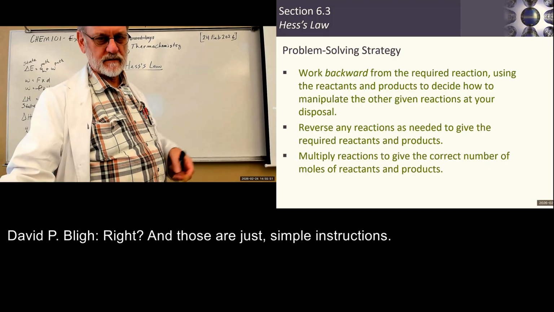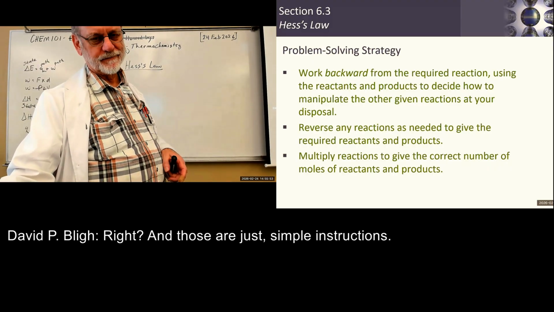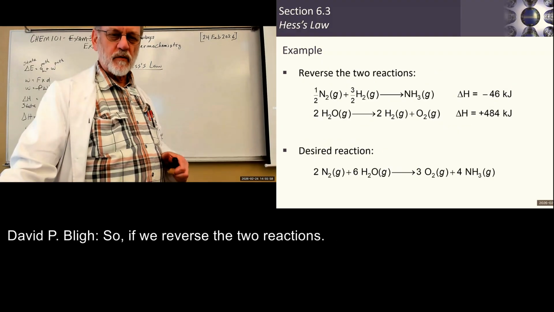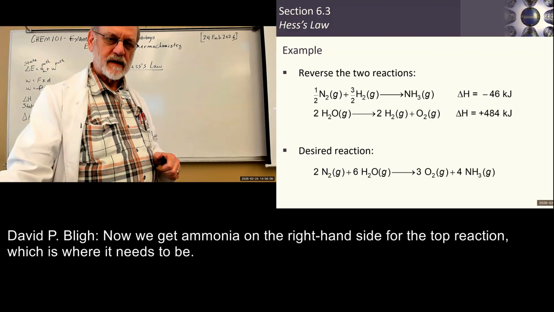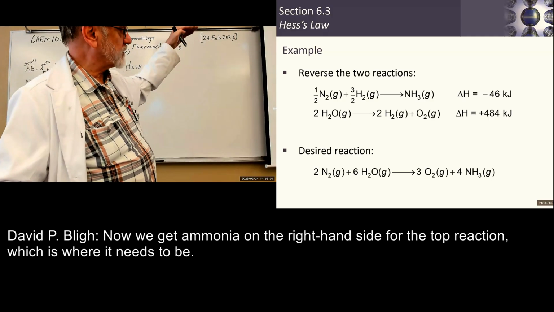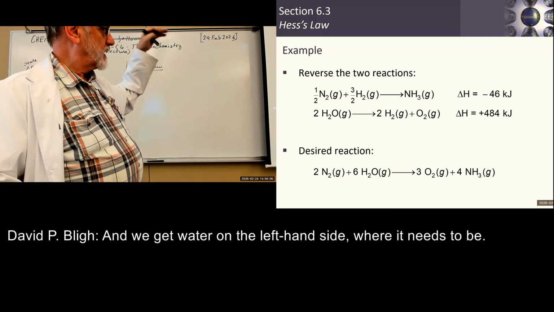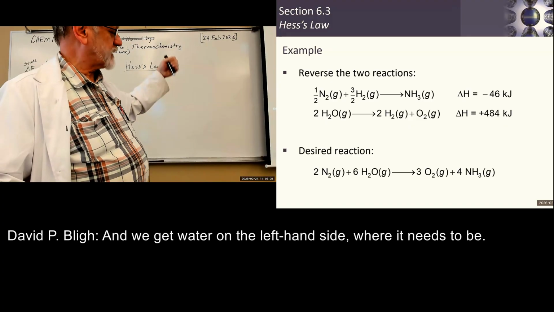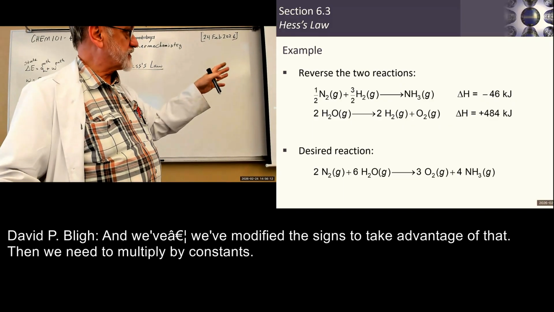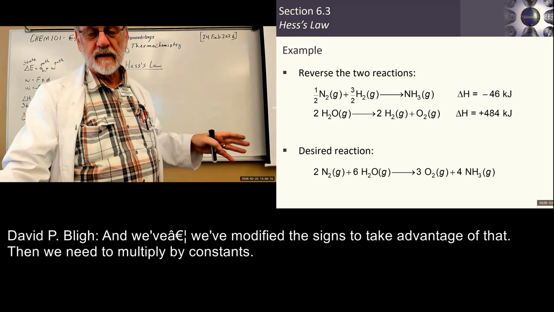Right? And those are just simple instructions. So if we reverse the two reactions, now we get ammonia on the right-hand side for the top reaction, which is where it needs to be. And we get water on the left-hand side where it needs to be. And we've modified the signs to take advantage of that.